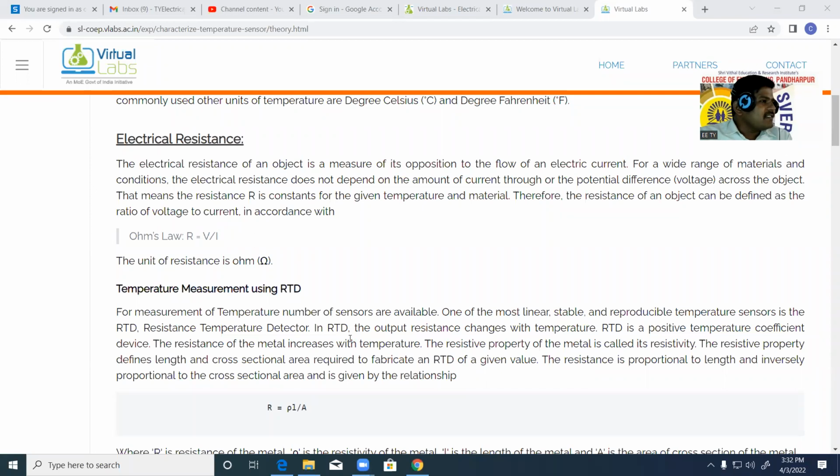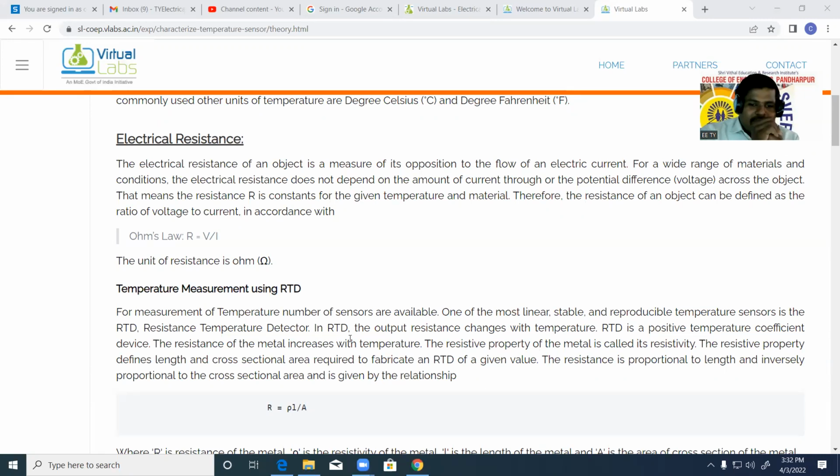Materials can be metal, non-metal, or conductor, semiconductor and insulator. These are the states of that material. If a conductor material is there and the temperature increases, its resistance increases. If an insulating material is there and the temperature increases, its resistance decreases.